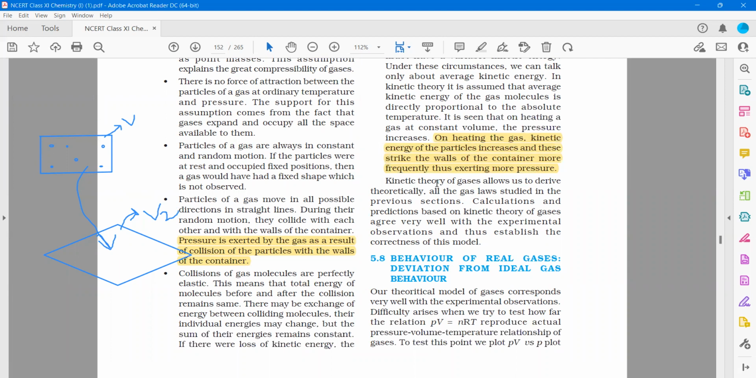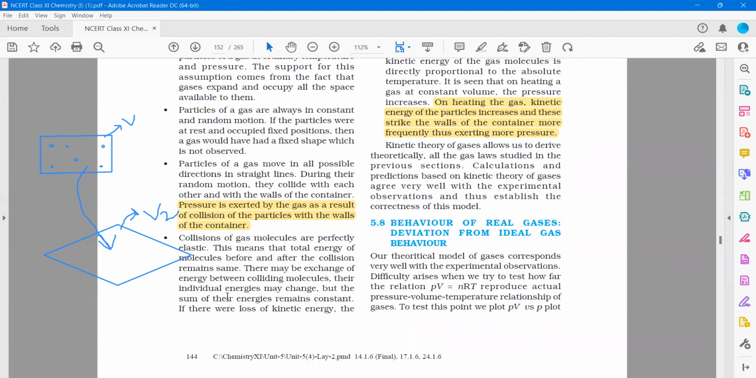Now, the kinetic theory of gases allows us to derive theoretically all the gas laws. From the kinetic theory of gases, we can apply the gas laws to actual gases and realize their importance. Calculations and predictions based on the kinetic theory of gases agree very well with experimental observations and thus establish the correctness of this model. So, we will end this lecture here.